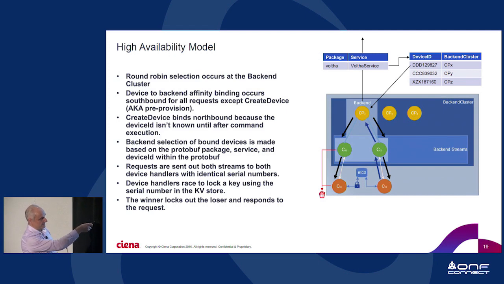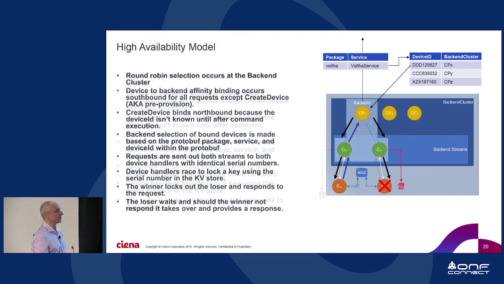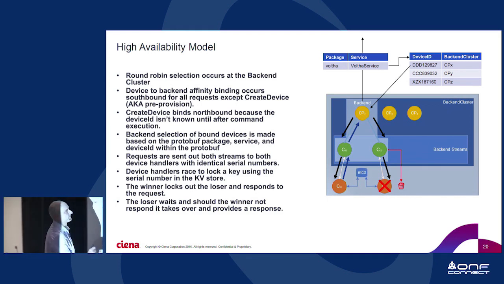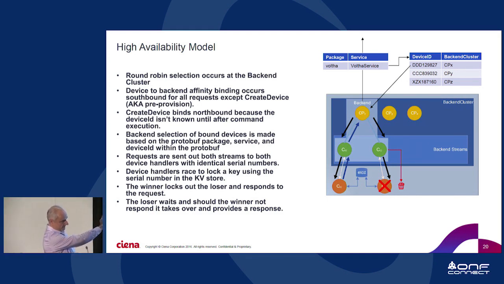The core or the device handler that won the race will actually send the response back northbound, and then the request store will get the response. Now, should the one on the right never complete the transaction, the one on the left will take it over. He will send a response back through the back-end stream. And within the affinity routing mechanism, the first to reply actually wins.